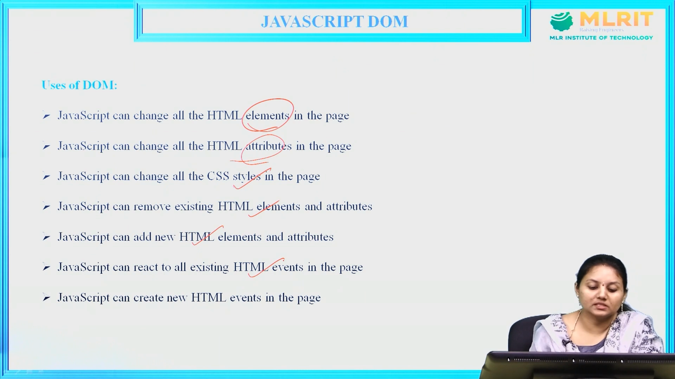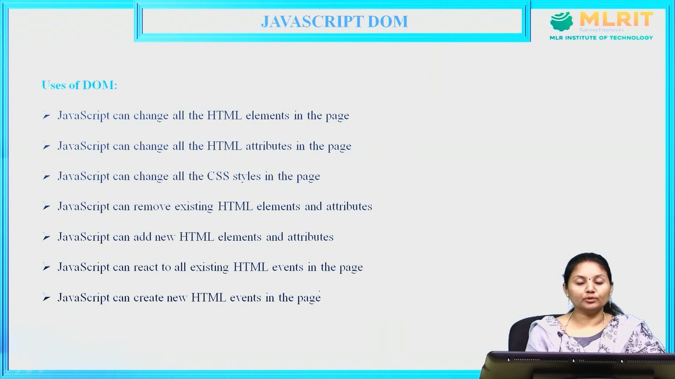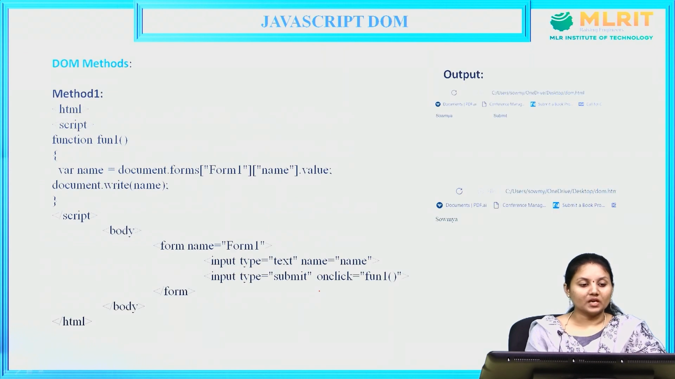It can react to all the existing HTML events in the page. So, what are the events that are occurring? That can be handled using this DOM also, and it can create new HTML events in the page. These are a few uses of JavaScript DOM. Now, how to write a JavaScript DOM method.